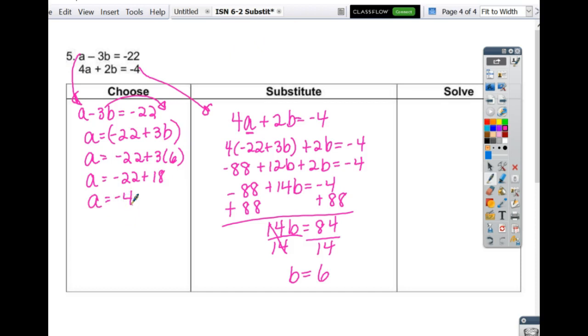So do I have an x and a y this time? I don't. So how do I know what order to write the ordered pair in? Right, it's like alphabetical order, right? So A comes before B, so I'm going to have negative 4 and 6.